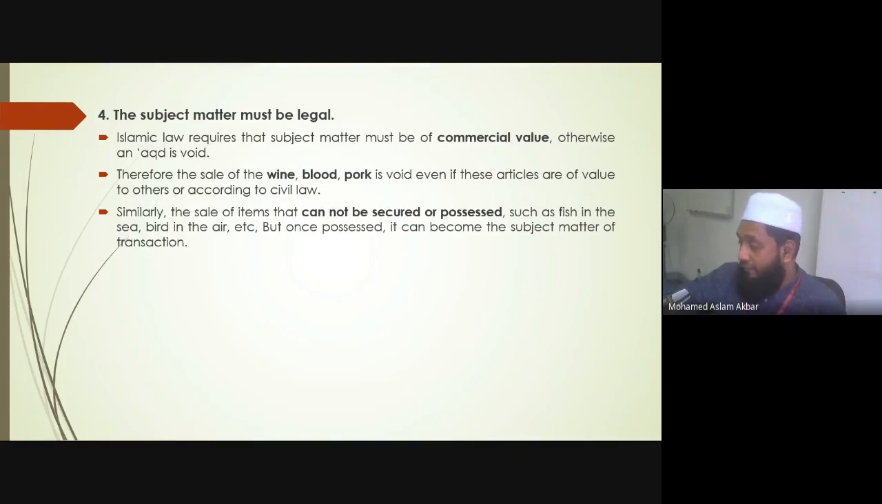Because the alcoholic beverages are there, what is he supposed to do with them? A full fridge, maybe one section of it is around 1,000 ringgit worth of beverages. When he bought it, he didn't see it, but he bought everything. So that is what we mean by the subject matter must be legal. Similarly, the sale of items that cannot be secured or possessed, such as fish in the sea or birds in the air. Whatever someone cannot possess also comes under this.